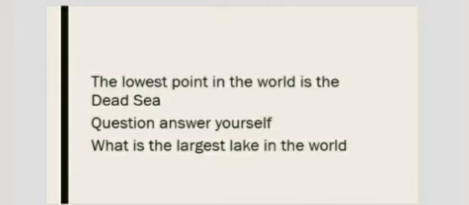The major features of the continents will be located on page 4 of our 8th grade textbook. There's a table, table 1.1. You'll find the major features of the continents. The world's lowest elevation is the Dead Sea. Here's a question. What's the largest lake in the world, and where do you find it?